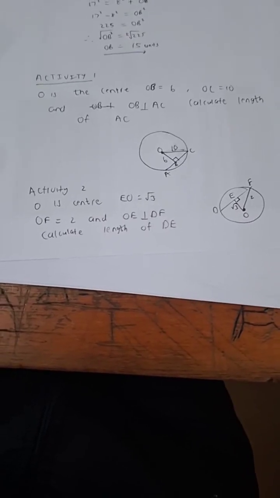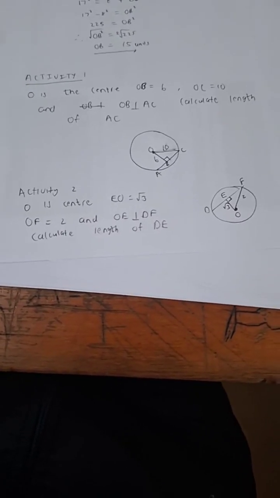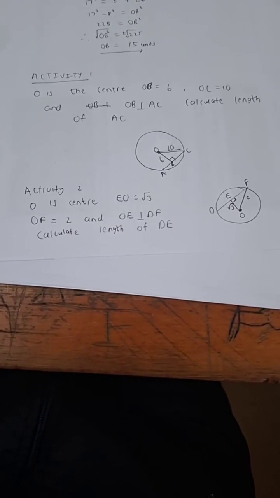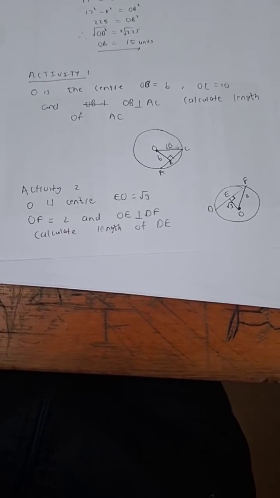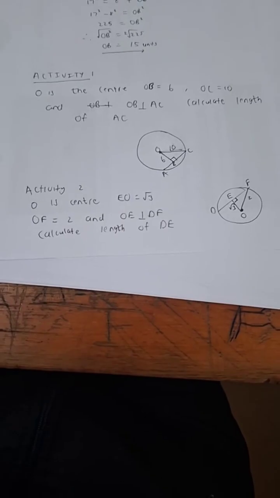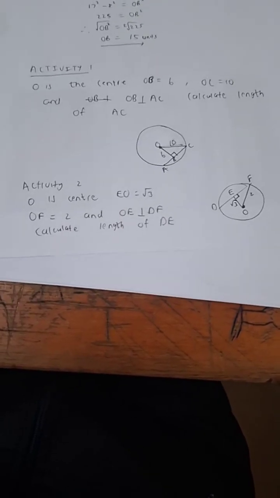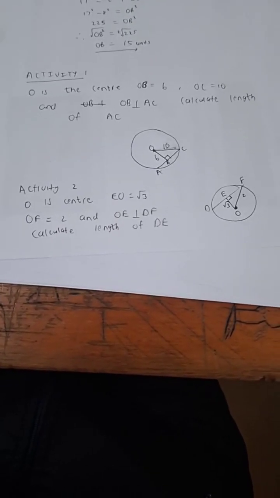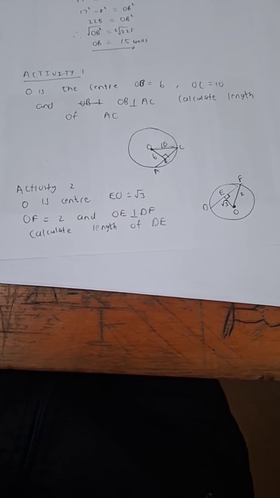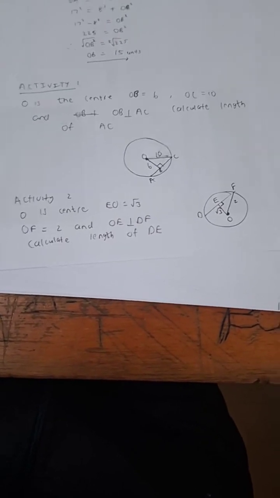Activity 2 is also in waiting there. O is the center, EO is the square root of 3, OF is equal to 2, OE is perpendicular to DF, and then calculate the length of DE. Label gang.